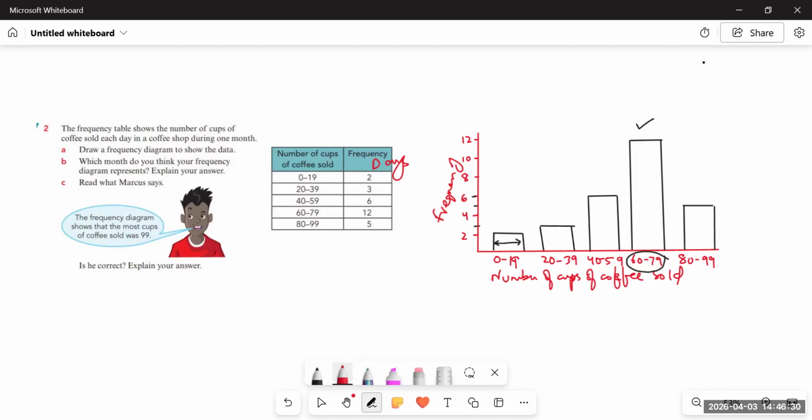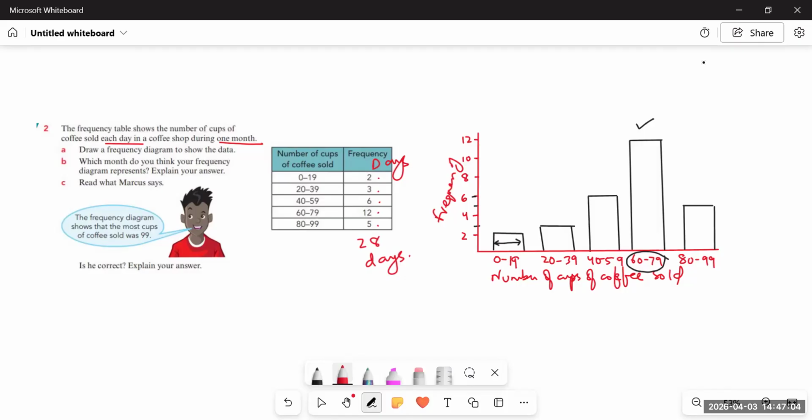The question says the frequency table shows the number of cups of coffee sold each day in a coffee shop in 1 month. So 2 plus 3 plus 6 is 11, 11 plus 12 is 23, 23 plus 5 is 28. It means the survey took place in the month of February, because February is the month of 28 days. Apart from that, no other month has only 28 days. So it must be February, right?